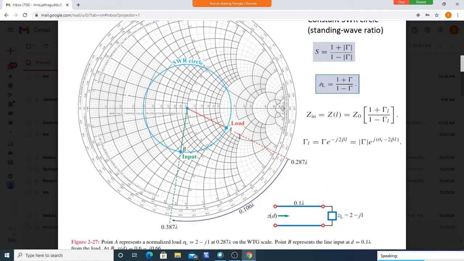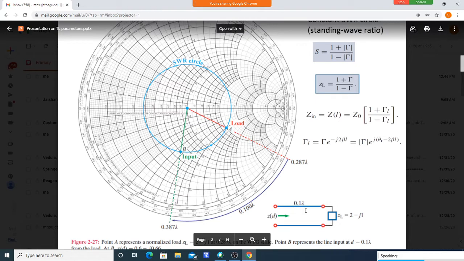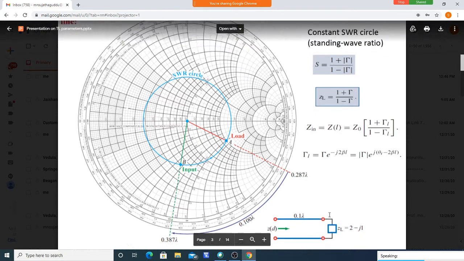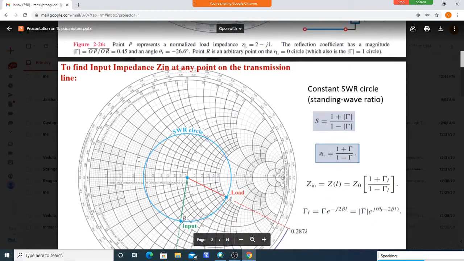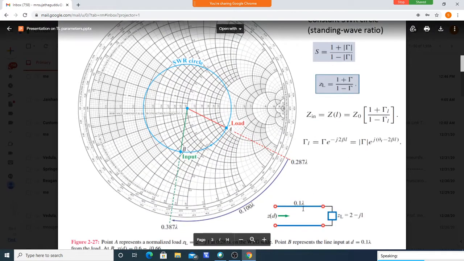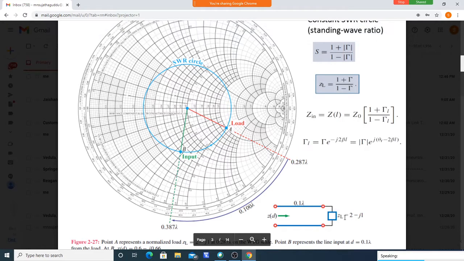Okay, so in the previous class, we were doing this problem. What is the input impedance at a distance of 0.1 lambda from the load point? So here we have to find the input impedance at a point on the transmission line. The question given is: from the load ZL, find the impedance at a distance equal to 0.1 lambda from the load.